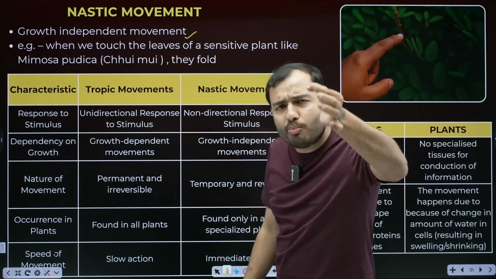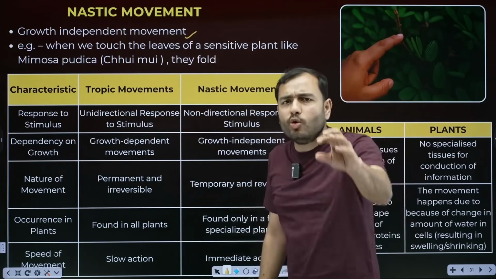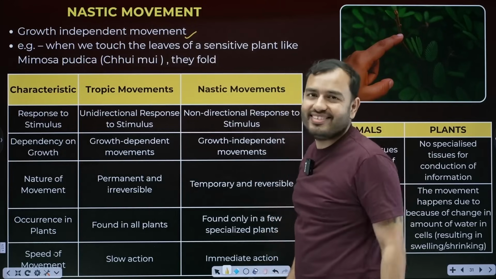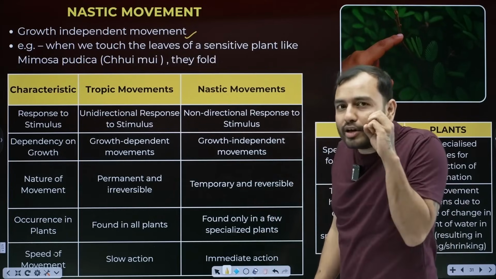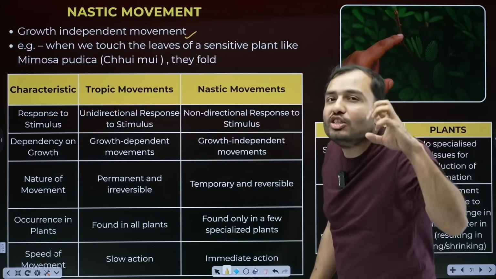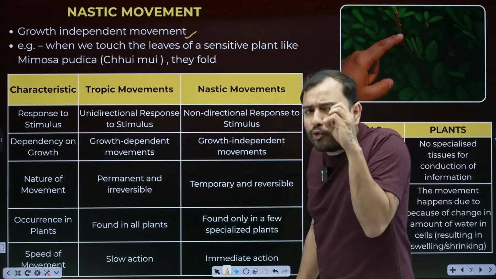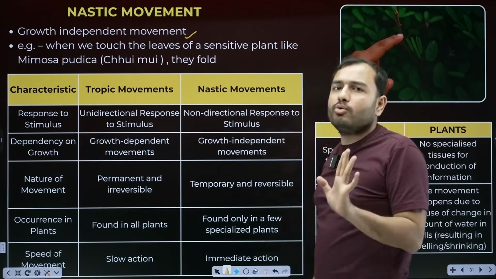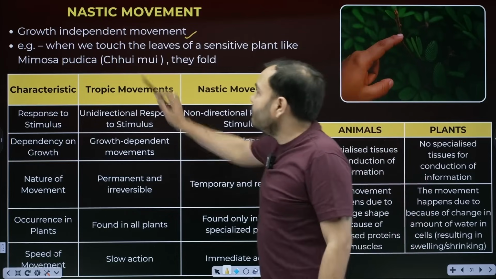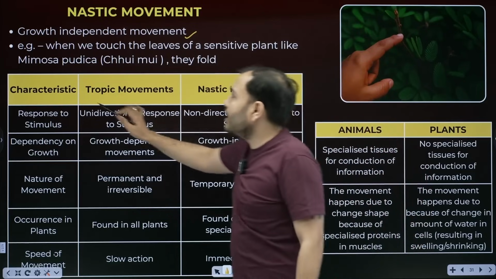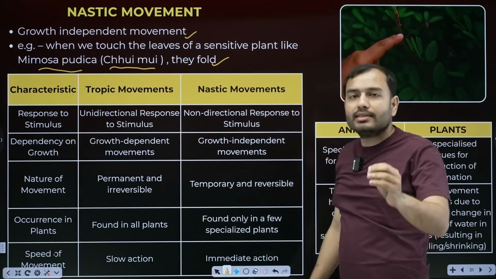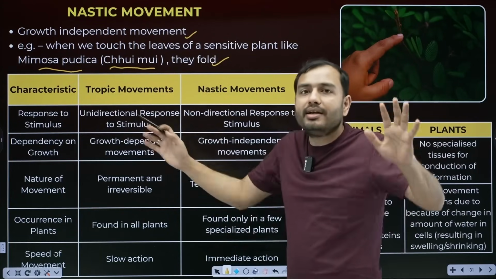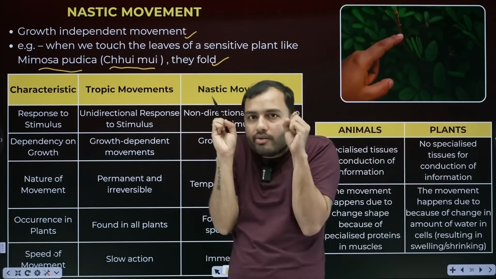NCERT gives only one example of this and the board asked it many times. If you touch the touch-me-not plant, Mimosa pudica, what does it do? It folds its leaves. It's a touch sensitive plant. Did folding the leaves cause any growth? No, it did so to protect itself. When we touch the leaves of a sensitive plant like Mimosa pudica, they fold. This is growth independent. An emergency happened, a problem came, it folded.